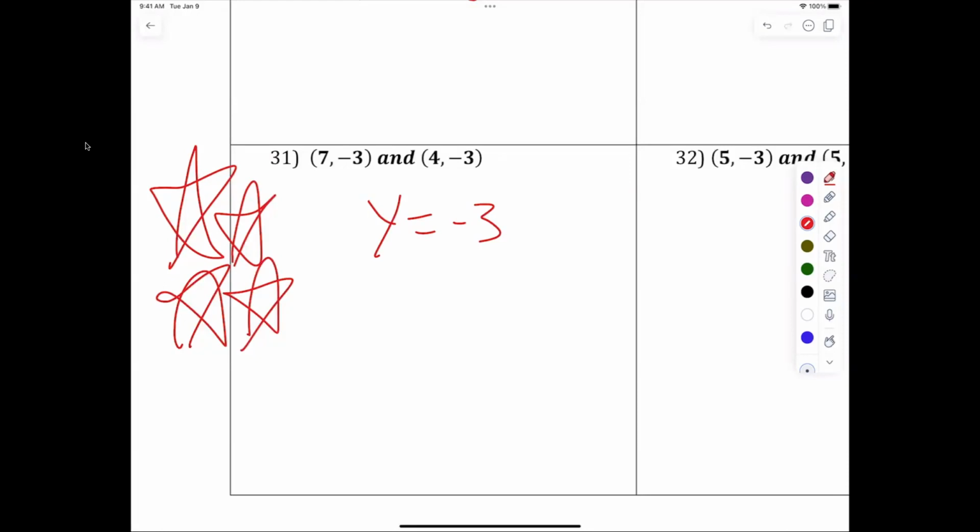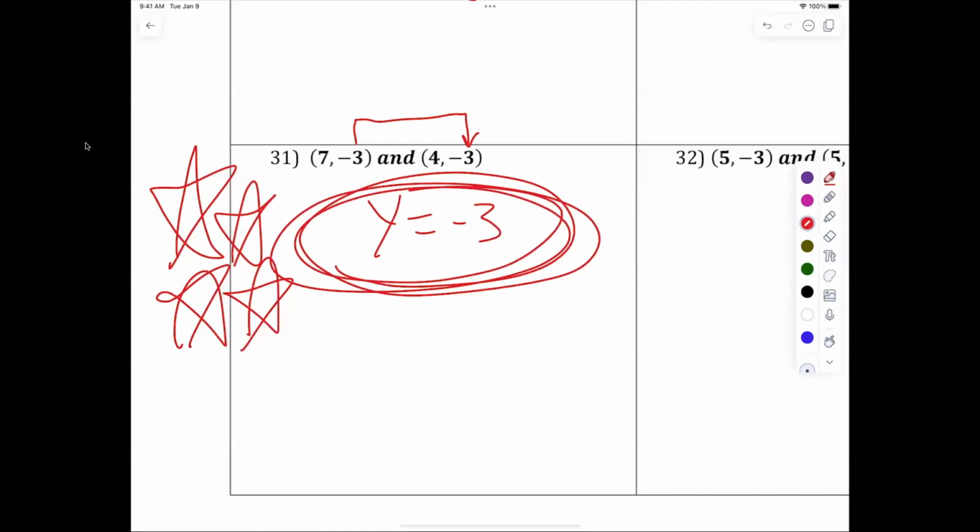How did I know, obviously, y equals -3? Well, whenever the coordinates are the same, that's the answer. Look at this. Y is -3 and y is -3. That means y is always -3. So you can save yourself some time if you want to be smart. Before you do the problems, think about it first.